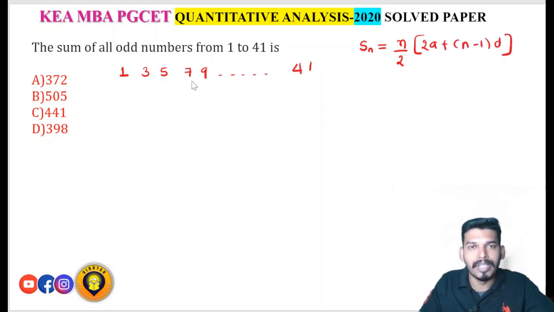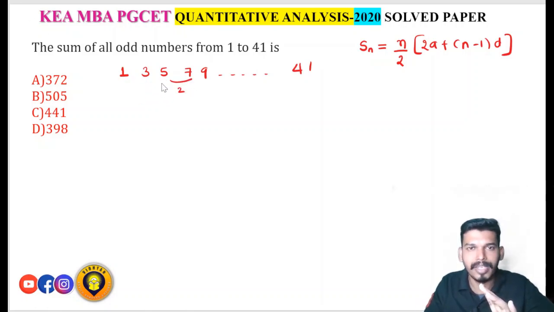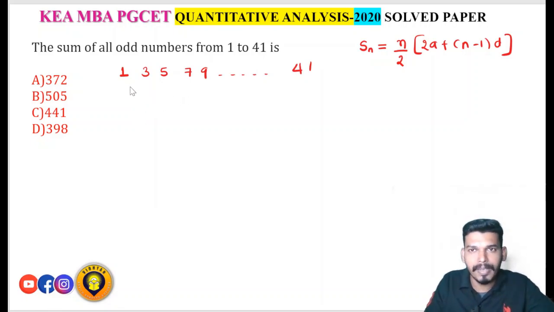What is AP? If the difference between the consecutive numbers is equal, if the difference between two continuous numbers is constant, then the series is in AP. Like here, the difference between 1 and 3 is 2, between 3 and 5 is 2, between 5 and 7 is 2. So if the difference is constant, then we can call that the numbers are in AP. Here the first number is called A. A is the first number.